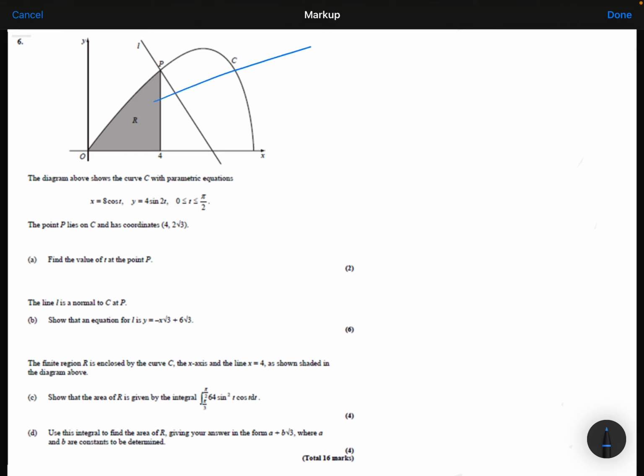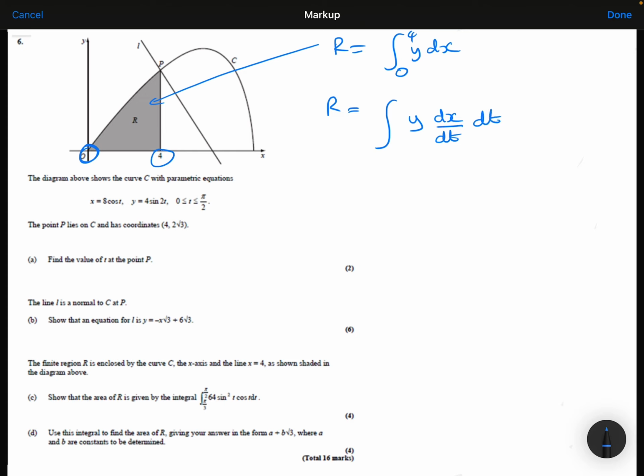So usually I would find this integral, this area, by integrating y with respect to x between my lower limit of 0 and my upper limit of 4. That's what I would usually do. But obviously in this case here we have got parametric equations in terms of t, not in terms of x. So instead of doing y with respect to x, I'm going to do y times dx by dt.